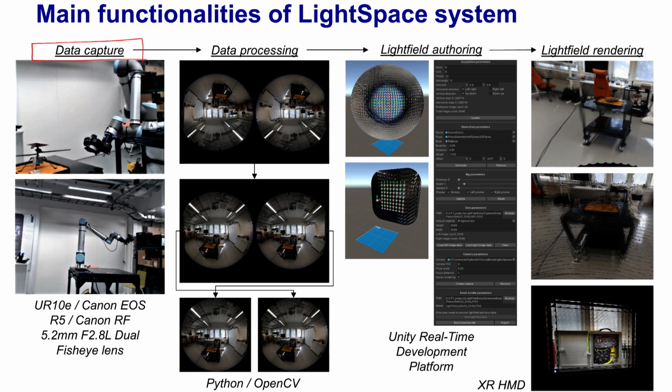attached to the UR-10 robot arm, data processing, collection of Python scripts for batch image processing and optional depth generation with a neural network, light field authoring, Unity editor project for light field generation and asset bundle exporting, light field rendering, Unity engine components and compute ray tracing shaders for rendering light fields of different types.